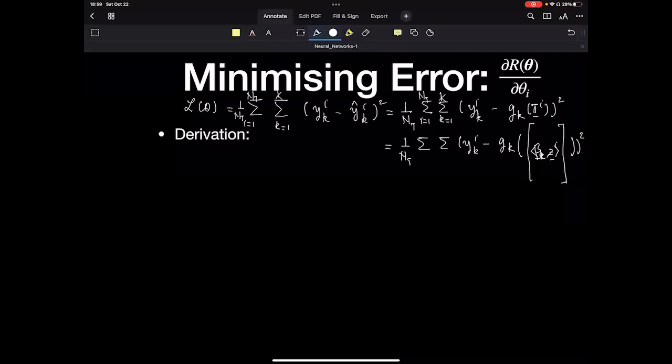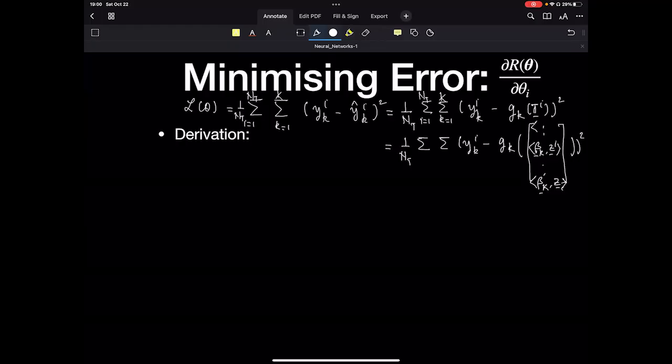So I'm looking at the little kth element of my vector capital T. Correct? And the last element here would be beta K and Z_i. Right? Yes. Okay, so this is now my loss function.